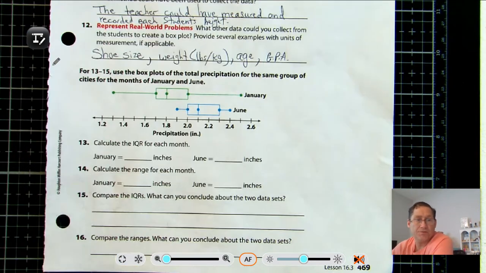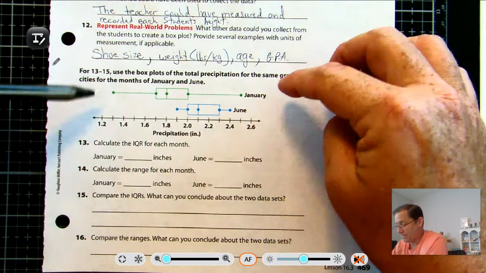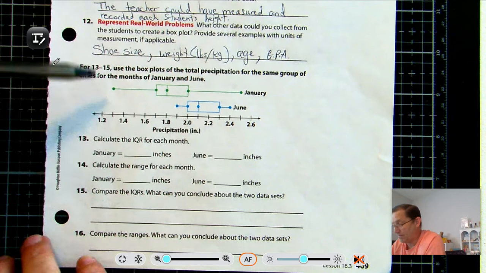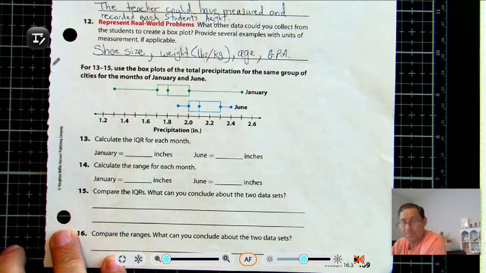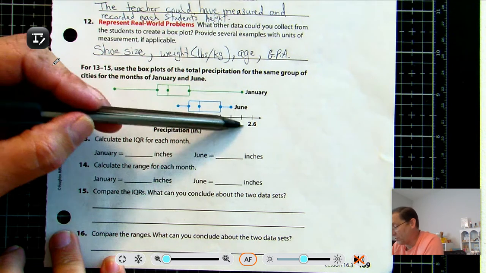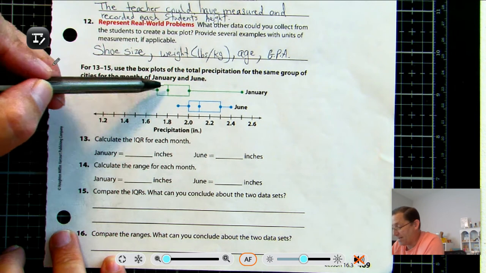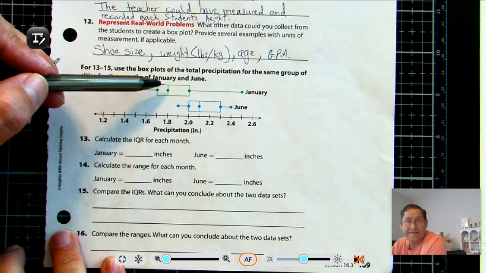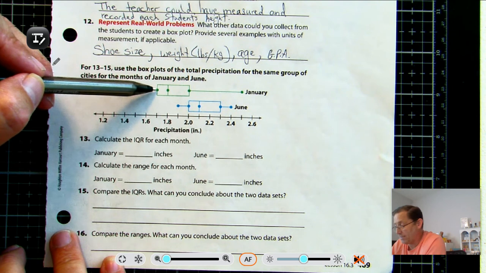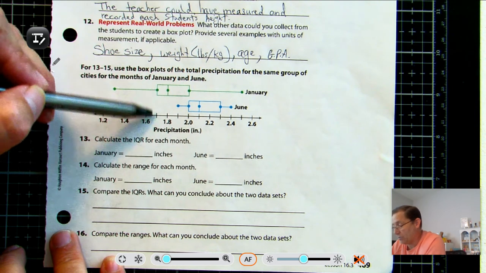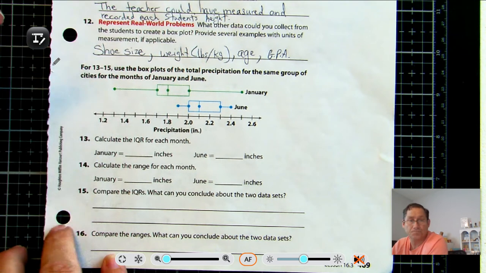All right, so for 13 through 15, use the box plots of the total precipitation for the same group of cities for the months of January and June. In January, we have a low precipitation amount of 1.3 inches, and a high of 2.5 inches. The median rainfall is 1.8 inches, the lower quartile is 1.7, and the upper is 2.